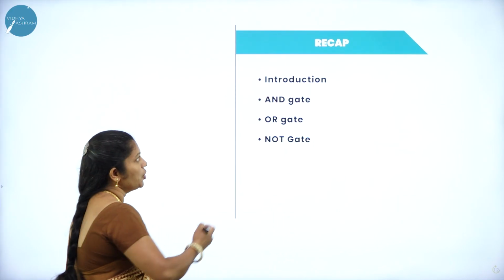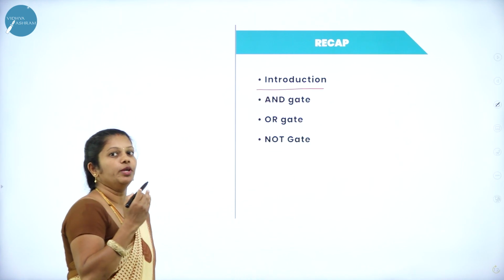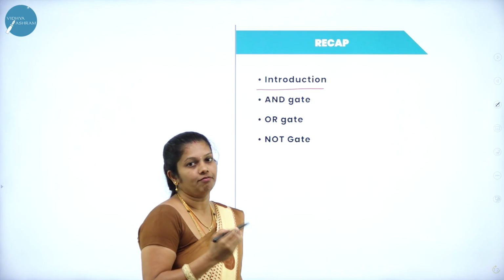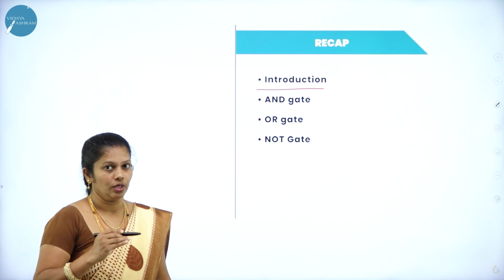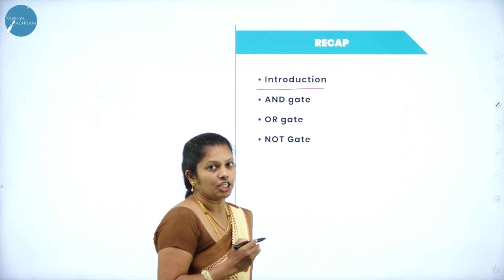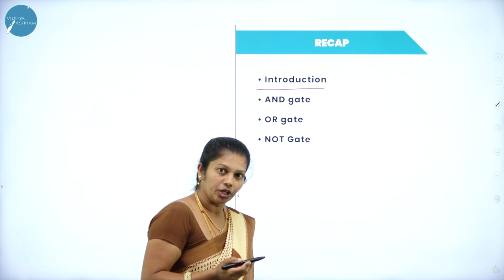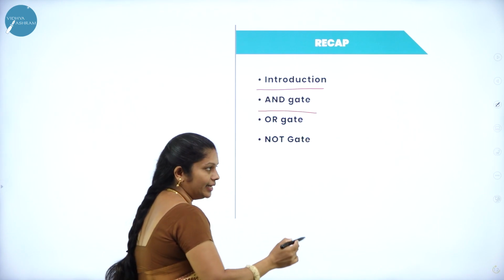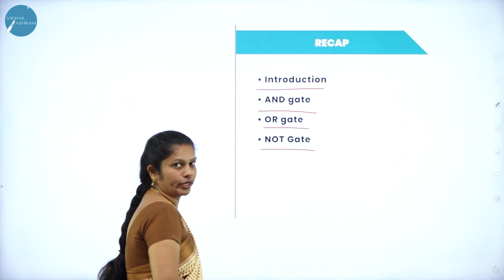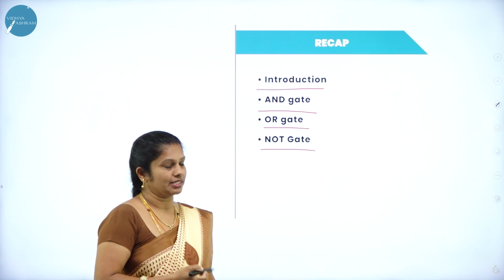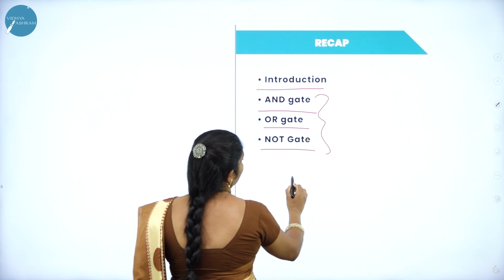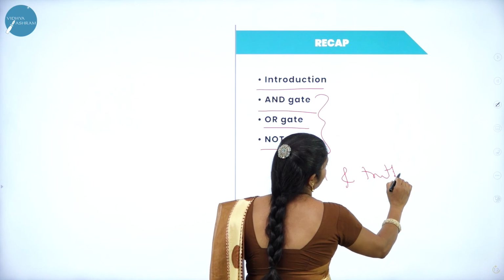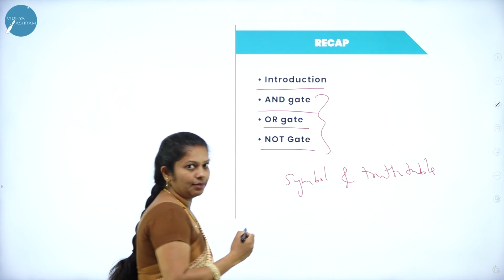In the first session, you came to know the introduction: what we mean by logic gates, which are the basic gates, and how to write the symbol as well as the truth table for the basic gates. A logic gate is nothing but an electronic circuit. It takes one or more input signals and produces an output signal. Under basic gates, you have studied the AND gate, OR gate, and NOT gate. These are the three things you studied in the previous class. For all three, you studied the symbol as well as the truth table.